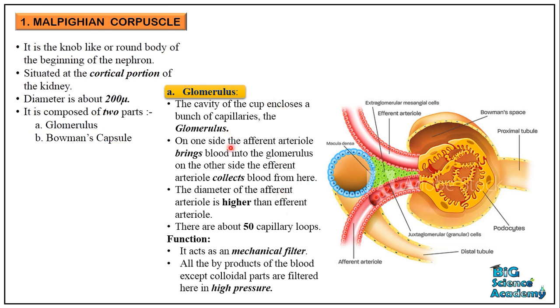First we will discuss the glomerulus. The cavity of the cup enclosed a bunch of capillaries called the glomerulus. On the one side, the afferent arteriole brings blood into the glomerulus, and on the other side the efferent arteriole collects blood from here. The diameter of the afferent arteriole is higher than the diameter of the efferent arteriole, and there are about 50 capillary loops. So, what is the function of the glomerulus? The glomerulus acts as a mechanical filter. All the constituents of the blood except colloidal parts, that means proteins, are filtered here under high pressure.